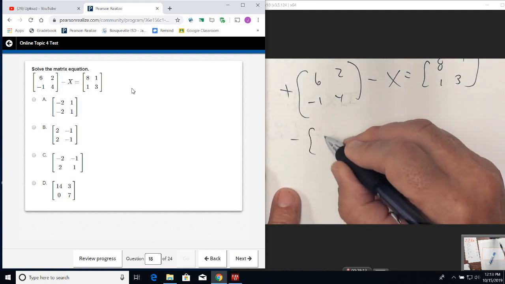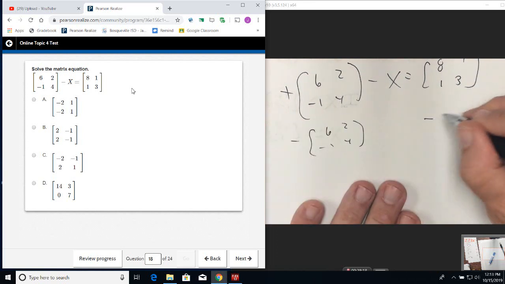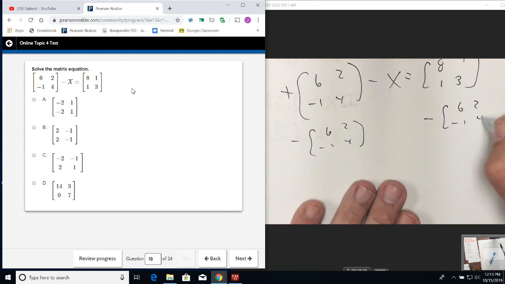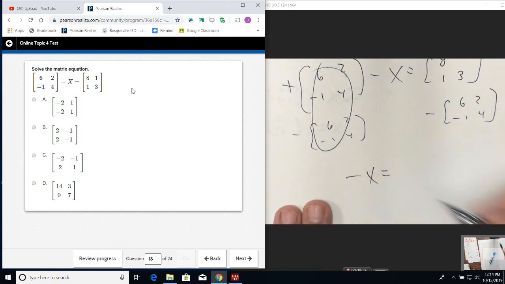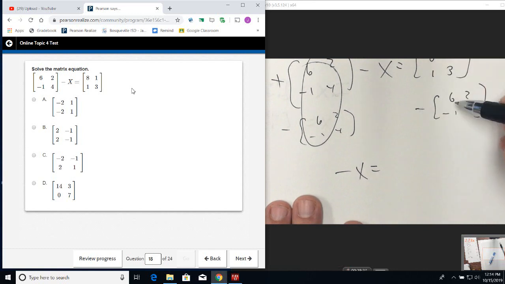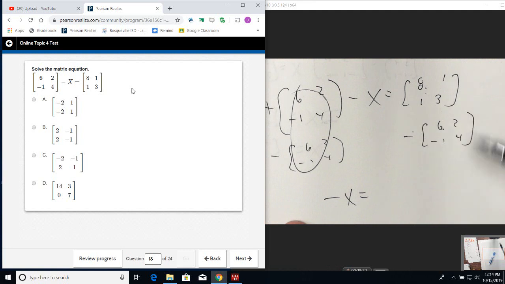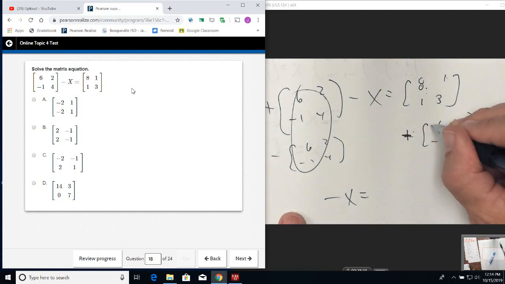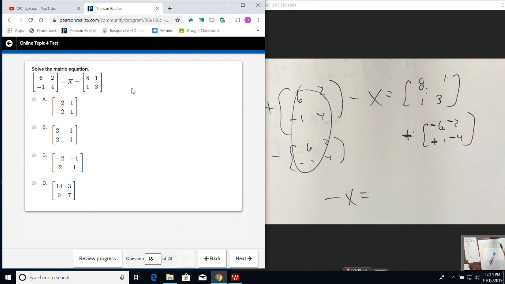So in this one, we're doing the same thing. You just subtract this matrix [6, 2; -1, 4]. What you do to one side of the equation, you've got to do to the other. So that would be 0, 0 minus x is -x. And this would be 8 minus 6. Right? We have to subtract the corresponding elements: 1 minus 2, 1 minus a -1, and then 3 minus a -4. But it's easier if I use my subtraction rule, which is to add the opposite. The opposite, the opposite, the opposite, and the opposite. And then add the corresponding elements.